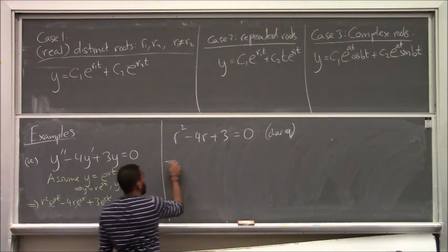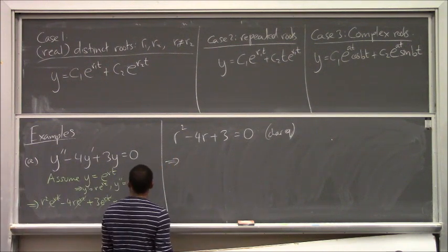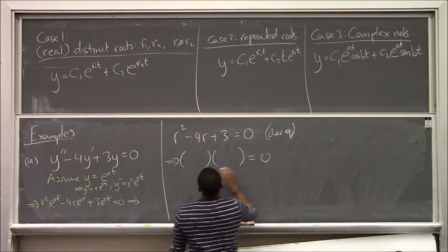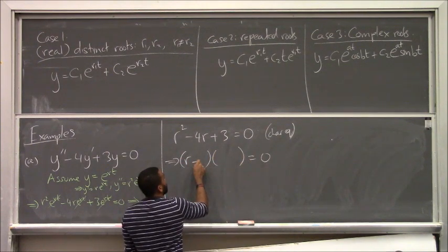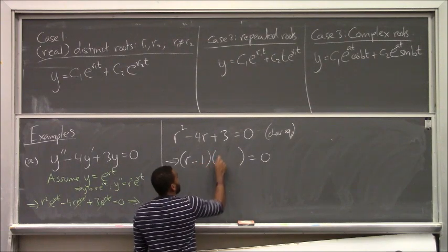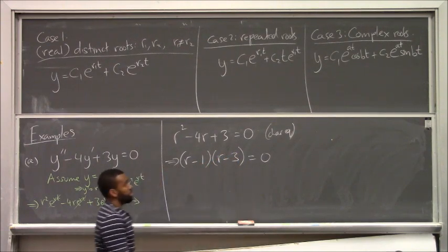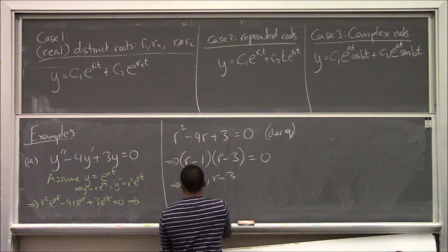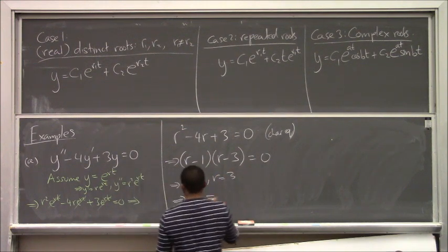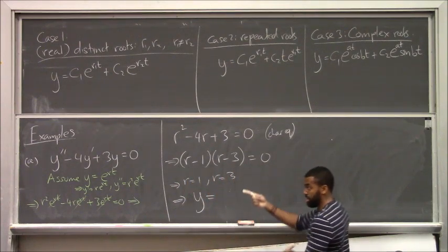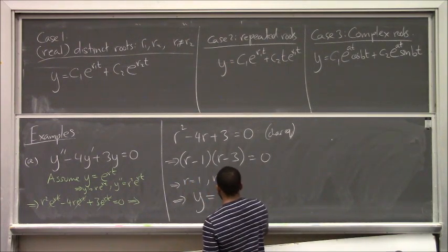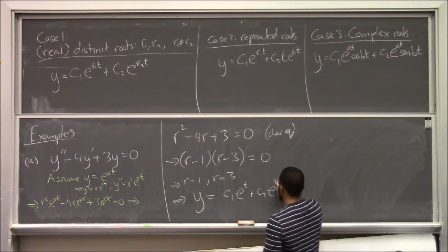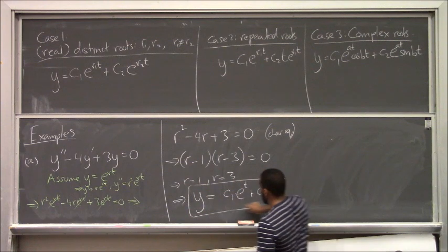Now you want to solve this for r. How do we solve this? Does it factor? r is 3 and 1. Negative 1, 3. Negative 1, negative 3. That actually works. So you get r equals 1 or r equals 3. In other words, your general solution, which is the best we can do here because we don't have any initial conditions, is going to be c1 e to the 1t plus c2 e to the 3t. And that's going to be your general solution.